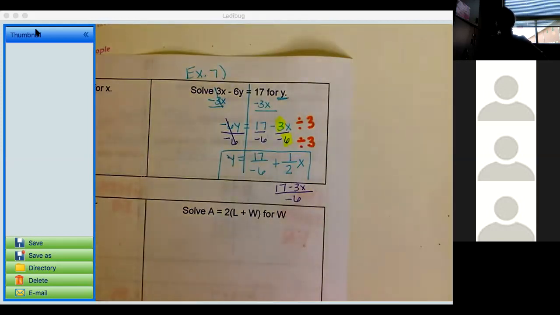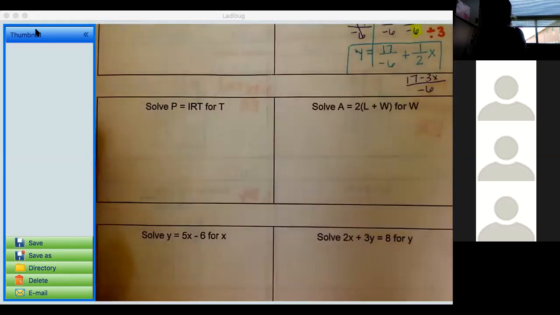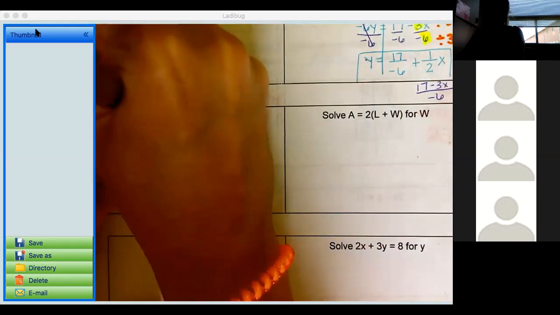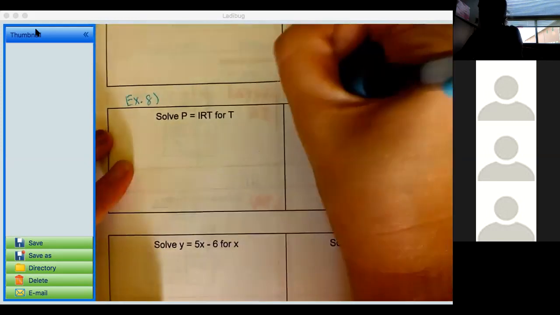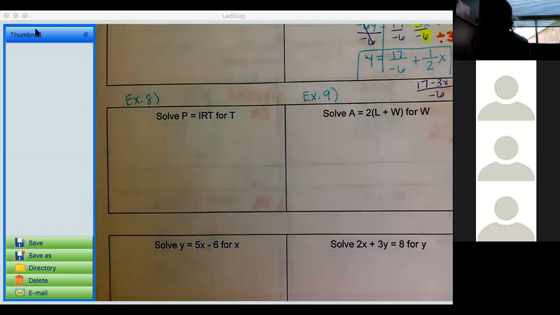Yeah, that one took a little longer because we had to simplify, but the next two don't. So we're going to look at both of these. We're going to do this one first. This is example 8. This one's example 9. And then I feel like we might need to do another one with numbers. So we're going to do another one with numbers next.